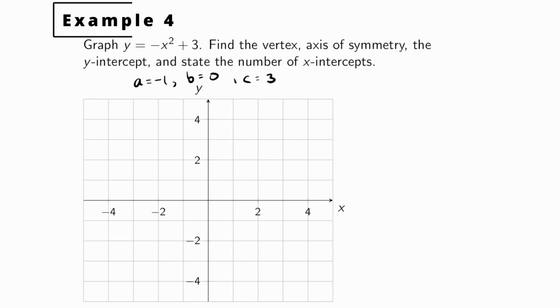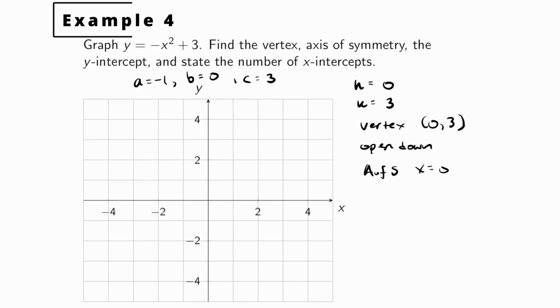If you take h, it's negative b over 2a, but since b is 0, it's going to give you 0. k is going to be 3, which is what we got if we consider this to be in vertex form. So the vertex is 0, 3. It's going to open down. The axis of symmetry is x equals 0. And since it opens down and its vertex is above the x-axis, it should have two x-intercepts.